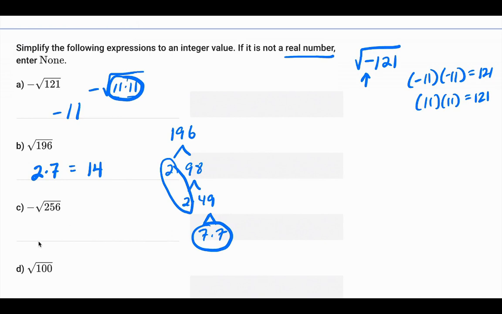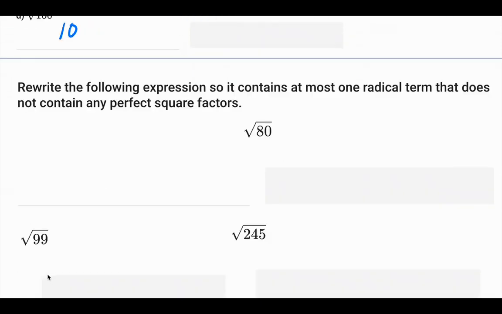Try these two on your own, and then come back and check if you want to see if you got it right. Pause the video. All right, if you did this on a calculator, or if you worked it out using a factor tree, either way, the first one you should get negative 16, because the negative is outside of the square root, and then 10. Square root of 100 is 10.